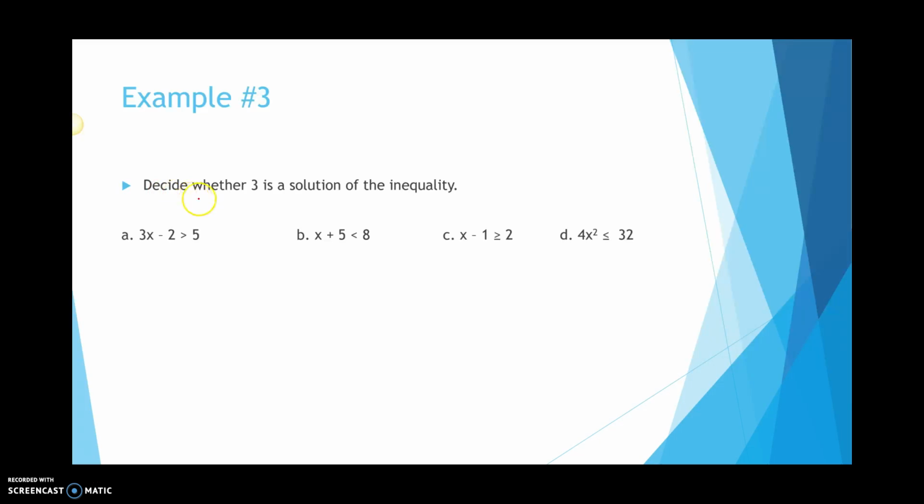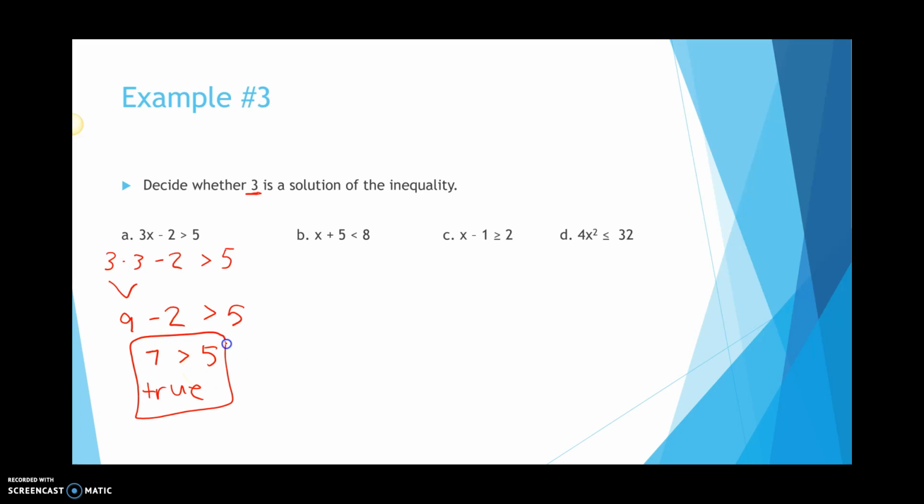Example number 3, it says decide whether 3 is a solution of the inequality. So we're going to substitute 3 in for x to determine if these are true scenarios or not. So for A, we're going to plug in 3 for x. So 3 times 3 minus 2, is that greater than 5? When we're solving this, think of order of operations, PEMDAS. 3 times 3 is 9 minus 2. Is that greater than 5? Well, 9 minus 2 gives me 7. And 7 is greater than 5, so this is a true inequality, true situation right here. Notice I showed my steps, circled my answer.